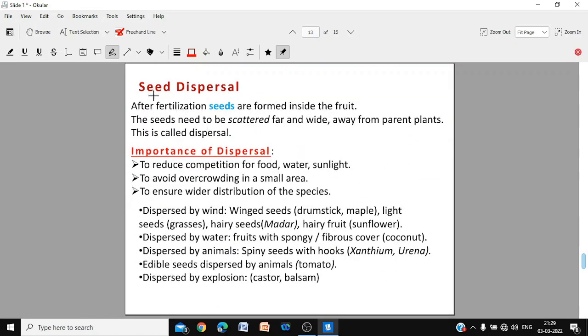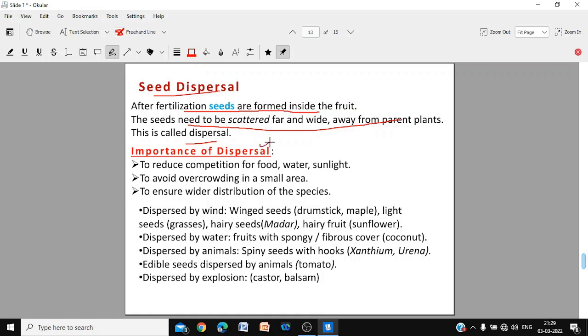Next we have seed dispersal. After fertilization, seeds are formed inside the fruit. Now the seeds need to be scattered far and wide. They should be scattered far and wide away from the parent plant. This is dispersal, scattering of the seeds away from the parent plants.